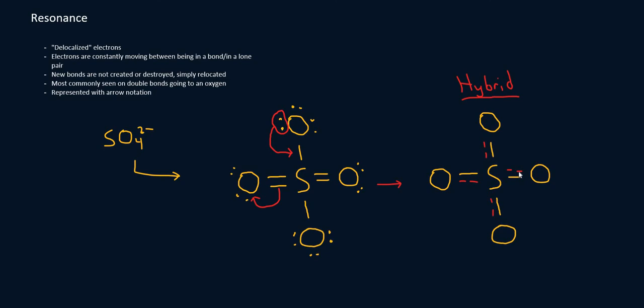So if you want to show that as a hybrid structure, this is how you would show it, where this is showing you all the potential resonance structures at once, versus showing each individual resonance structure. You can just say, hey, they all have the potential to do it, so I'm just going to show you that they all have the potential to have that double bond on them at any given time, because those electrons are just constantly moving around.